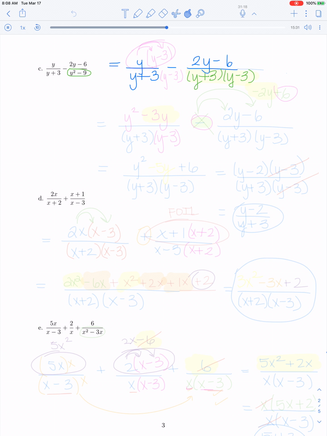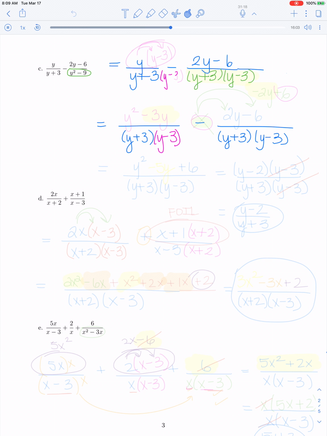Notice that both fractions have a y plus 3. So that is definitely going to be a part of our common denominator, the y plus 3. Notice the only difference between the two denominators is the y minus 3. So if I just go ahead and tack on the y minus 3 to the other fraction's denominator, we would have a common denominator. So that's what we're going to do. We're going to multiply the denominator of the other fraction by a y minus 3 so that they are the same.